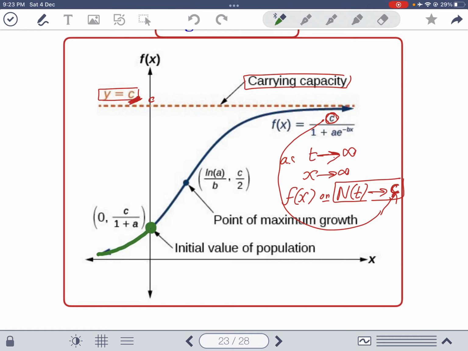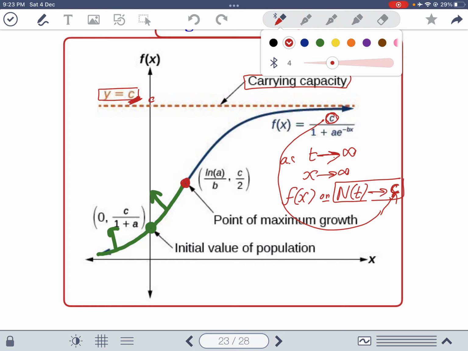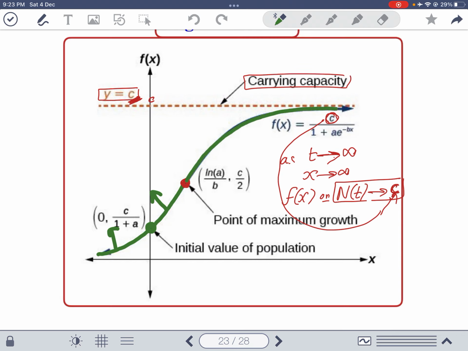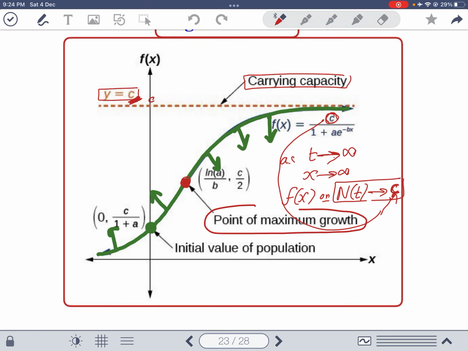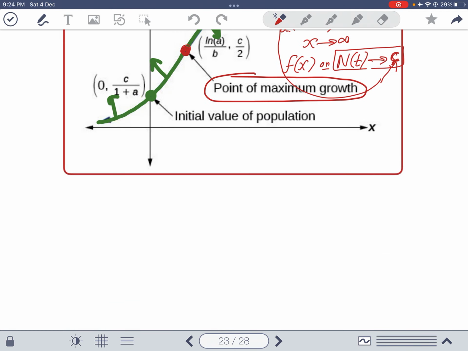It reaches, this is the initial point, and look, it's increasing and concave up, but it reaches this point here and it changes its mind. It becomes increasing but concave down, and then it starts following this horizontal line and it never touches it. So now it's concave down. This important point here is called the point of maximum growth, or in business this is called the point of diminishing marginal revenue.